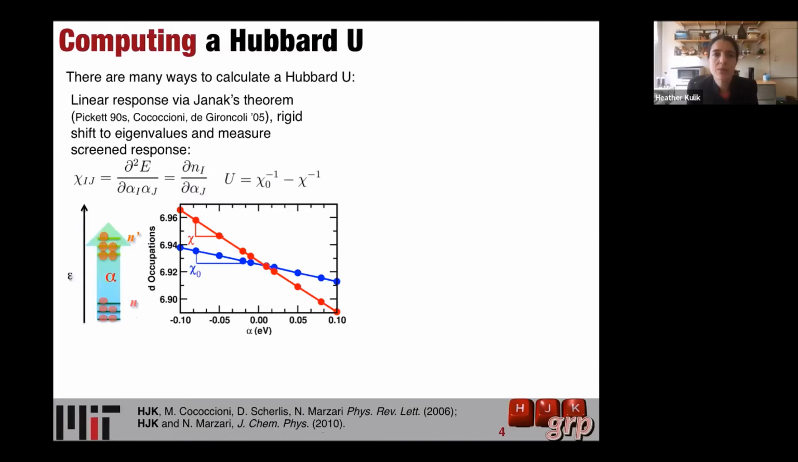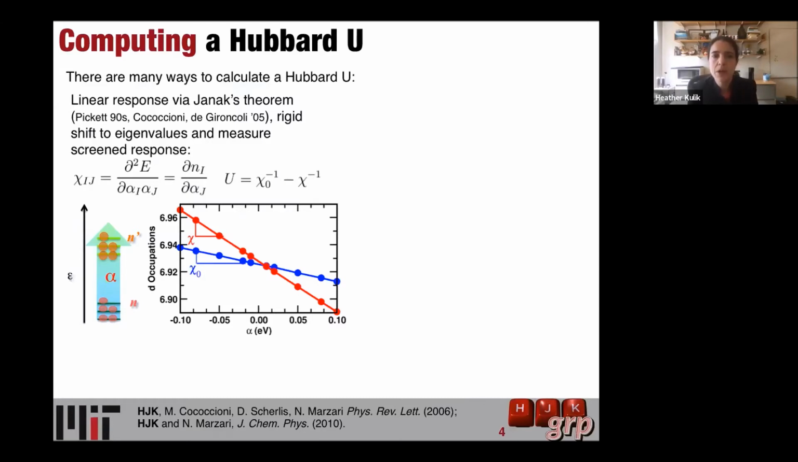Linear response Hubbard U was first introduced by Warren Pickett in the 1990s, but was popularized by Matteo Cococcioni and Stefano de Gironcoli in their 2005 paper. The basic idea is we need some way to understand the second derivative of the energy with respect to varying the d electron occupations if we want to know the Hubbard U of the d shell. But to do that is pretty hard. You would normally need to do constrained DFT.